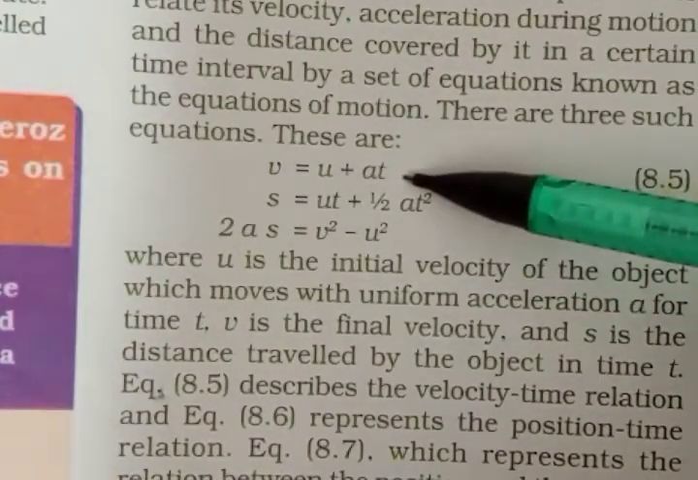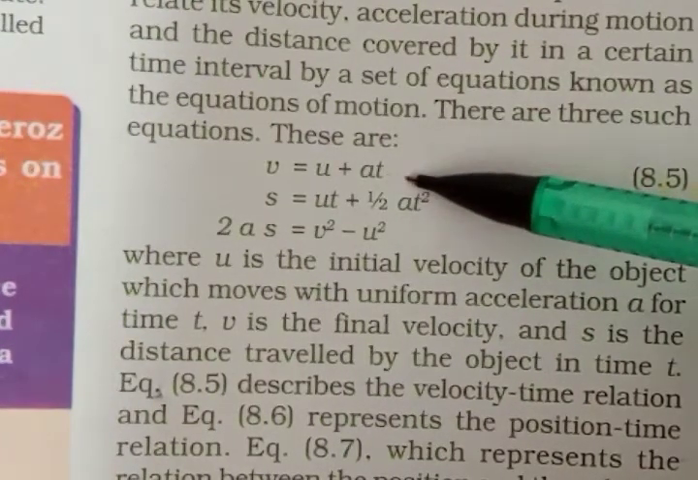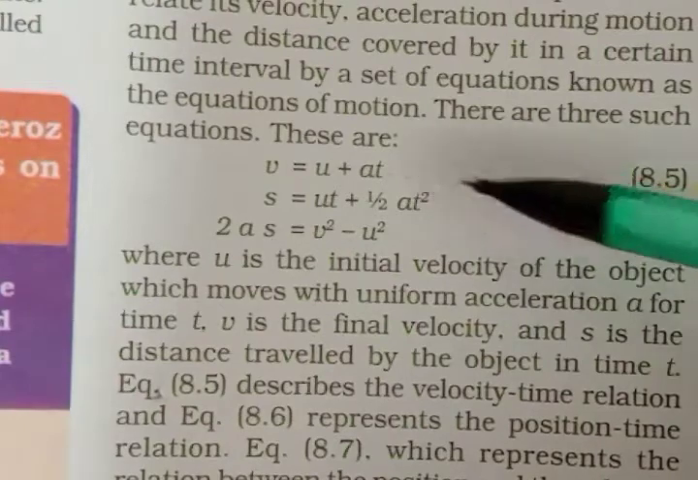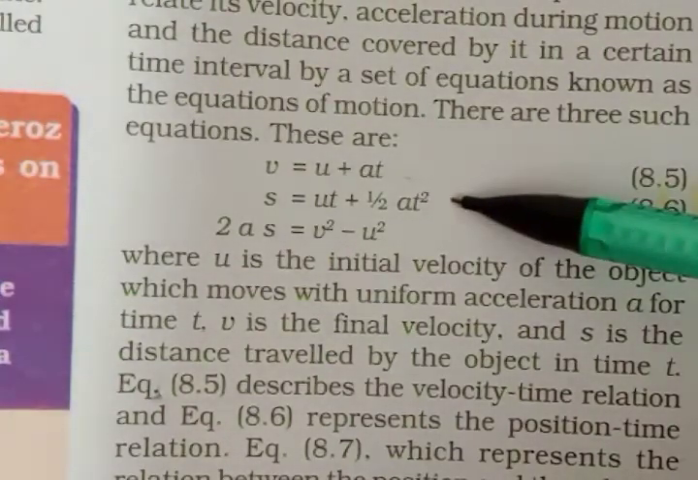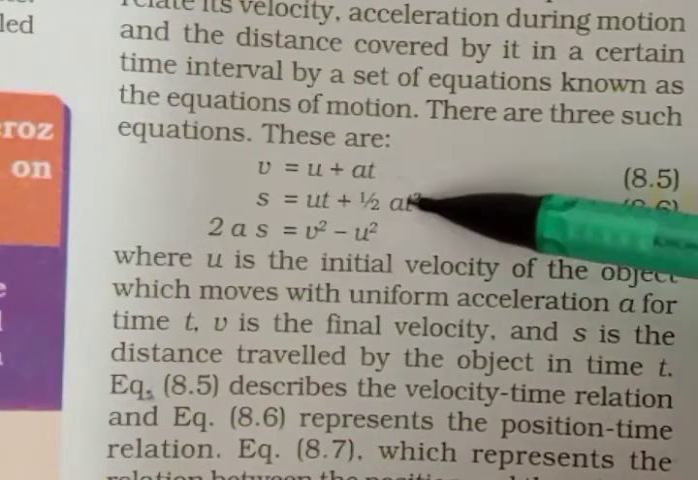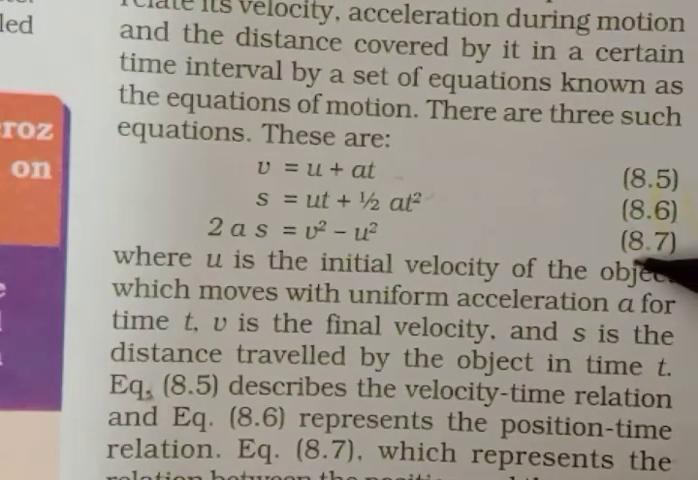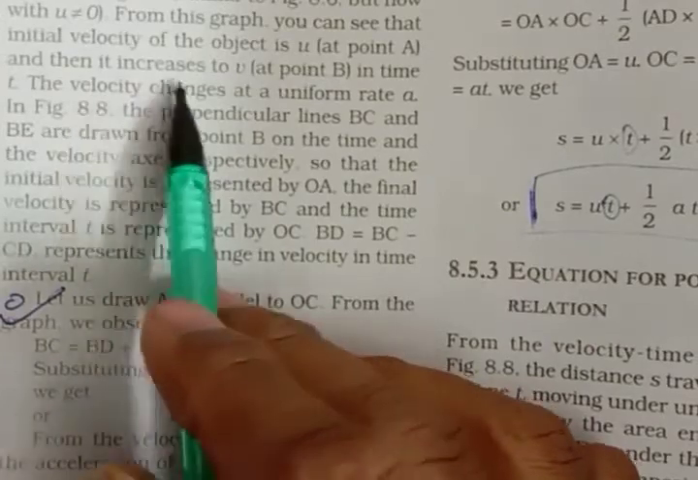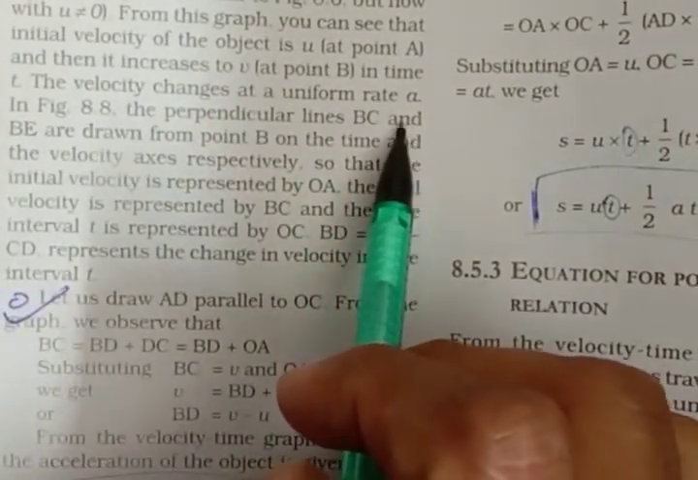Now this equation 8.5, what does it describe? The relation of velocity and time. Now 8.6, what does it explain? It represents the position time relation. And the third one, 8.7, the velocity changes at a uniform rate a.